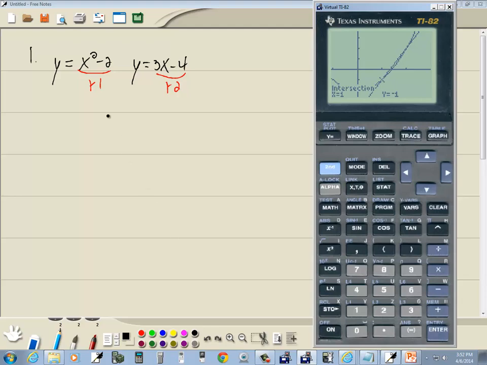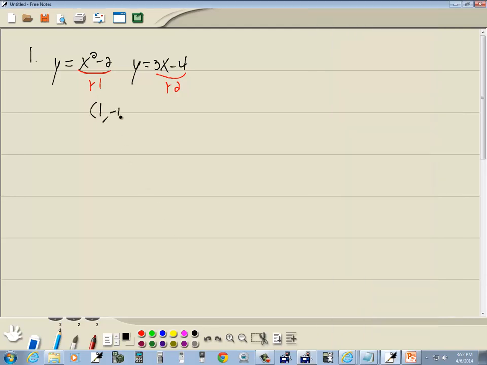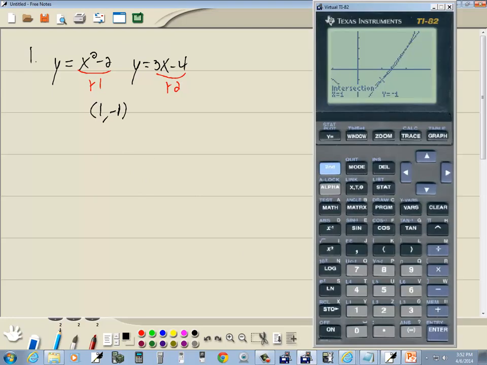And we get 1, -1 as our first answer. Well, we have another answer right up here, so let's do it again. Looks like, just eyeballing it, maybe 2, 2. Anyway, I'll do second trace, choose 5 for intersect, enter our first curve, enter our second curve, and then I'll use my right arrow key to move my cursor over closer to the one we're trying to find. So I move it over right here, and then I'll press enter, and it tells me my second answer is 2, 2.